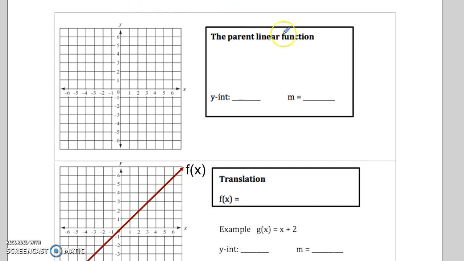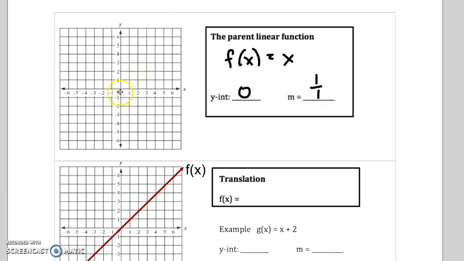So let's go ahead and just first of all talk about who this is. The parent linear function is the most basic function, the most basic line that you will see. And it's so basic that we will have our f of x equal to x. Now, if you notice here, we have a y-intercept of 0 and a slope of 1 over 1. That's how basic this is.